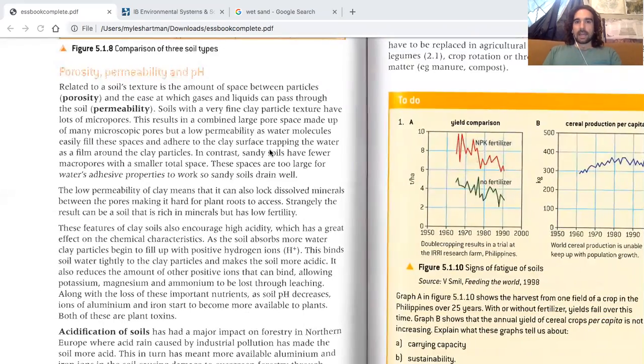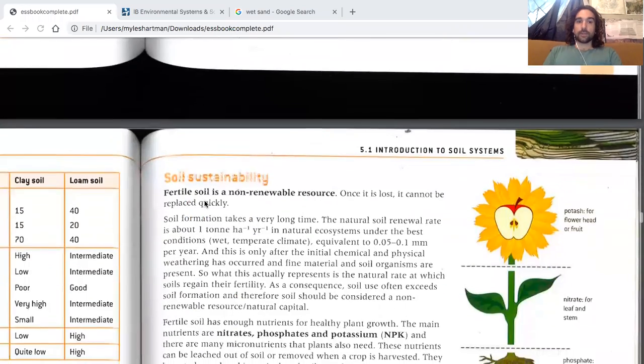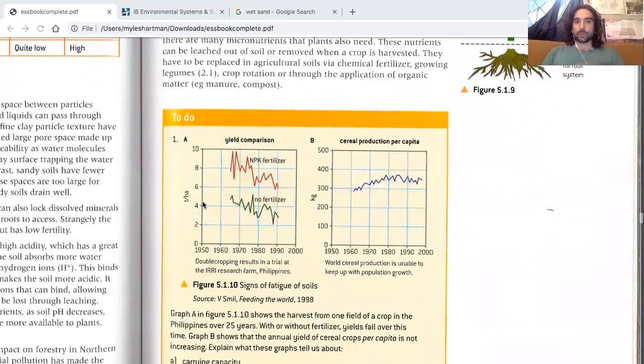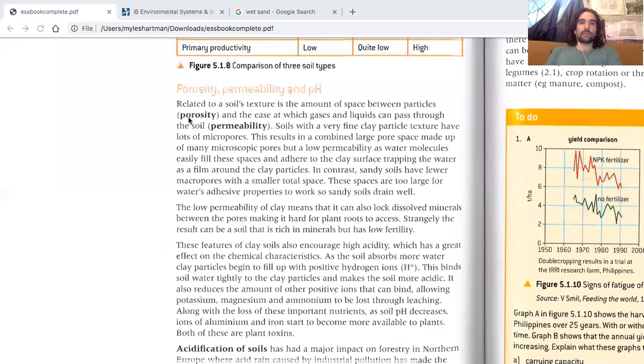We're going to look at soil sustainability, and then we're going to work on this to-do. So let's begin with this right here.